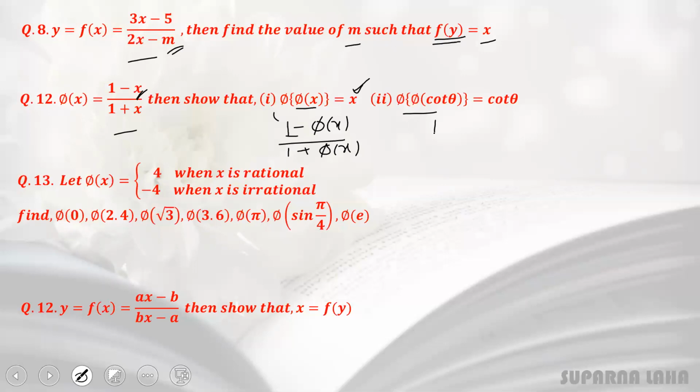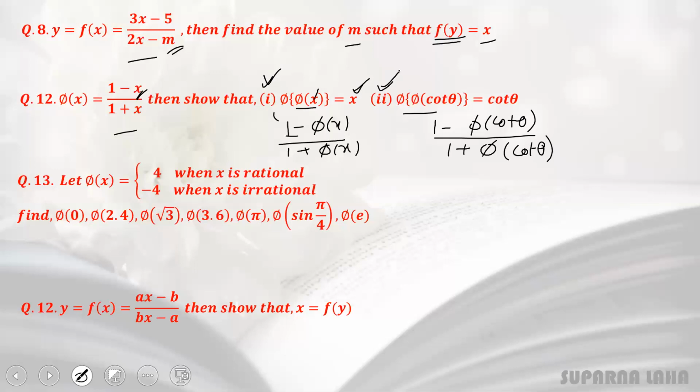So this is (1 minus phi cot theta) by (1 plus phi cot theta). Okay, so we'll find this value is given by cot theta, or you can show that in the place of x, after proving this equation, you can put cot theta and you can show this number 2 also holds.